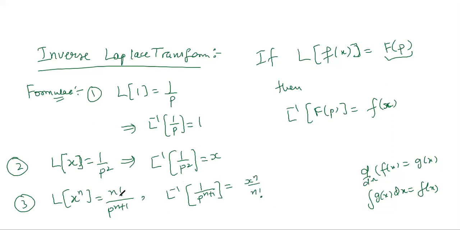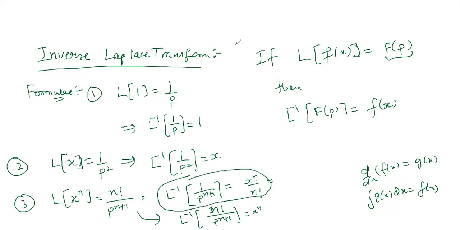So how this is done: firstly I will write L inverse of n factorial by p raised to power n plus 1 will be x raised to power n, and then I will divide by n factorial, so it will be this one. You will be finding questions like this, so you can directly use this one.